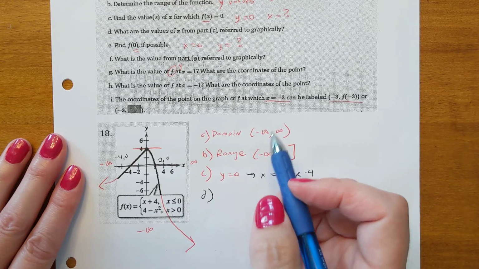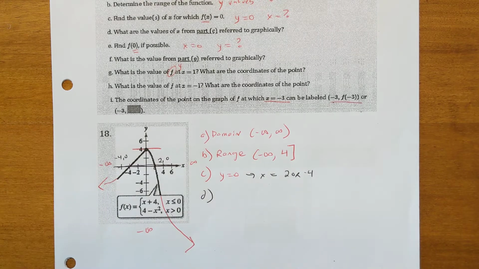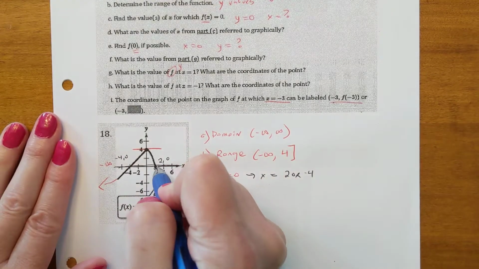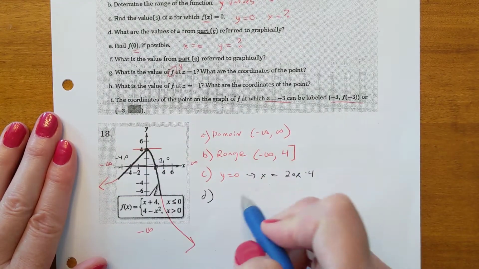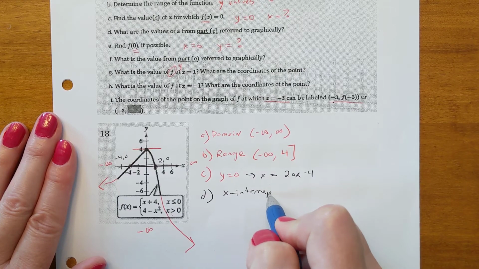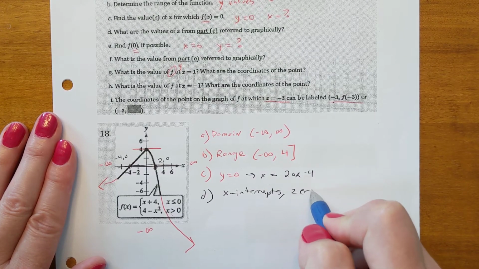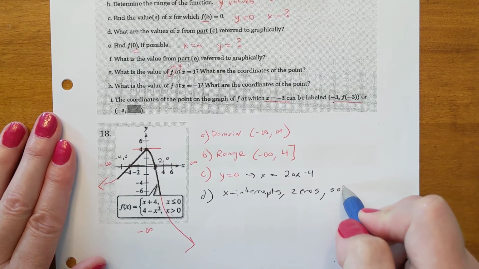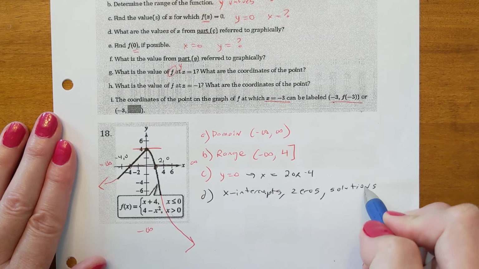Letter D. They want to know, what are the values of x from part C referred to graphically? So what is this point called right here and this point right here? Those are called x-intercepts. Some people also call them zeros. And you could also refer to them as the solutions of the graph.